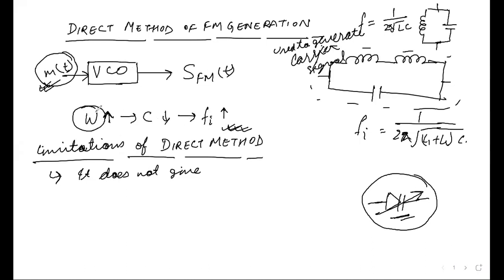So based on the value of this modulating signal, the depletion width is either increasing or decreasing. If we increase the value of MT, the width will increase, and if it decreases, in that case the width will decrease. So based on that, the overall instantaneous frequency is changing. So this is what we want here. But the limitations are what?